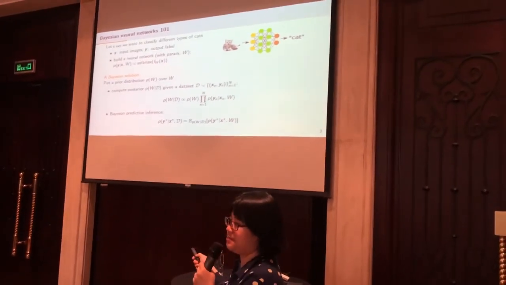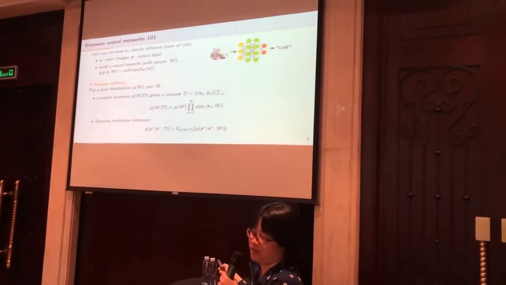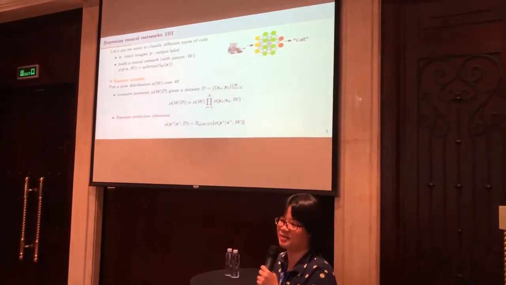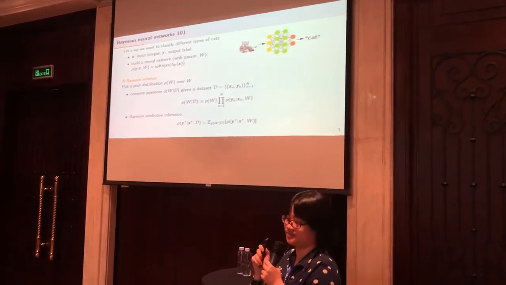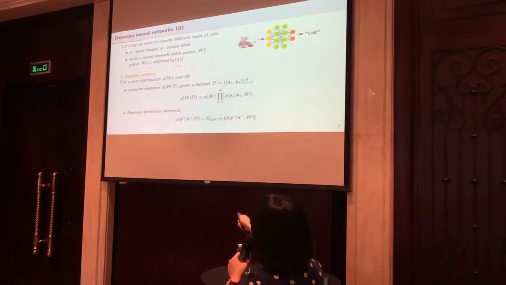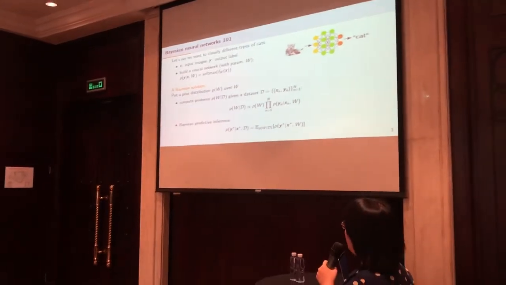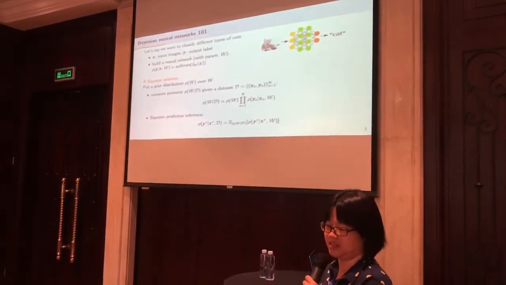You feed your input through the neural network, and then finally add the softmax function to give you the probability of the assignment for which type the cat is. So this will capture the aleatory uncertainty. Now, how do we model the epistemic uncertainty?